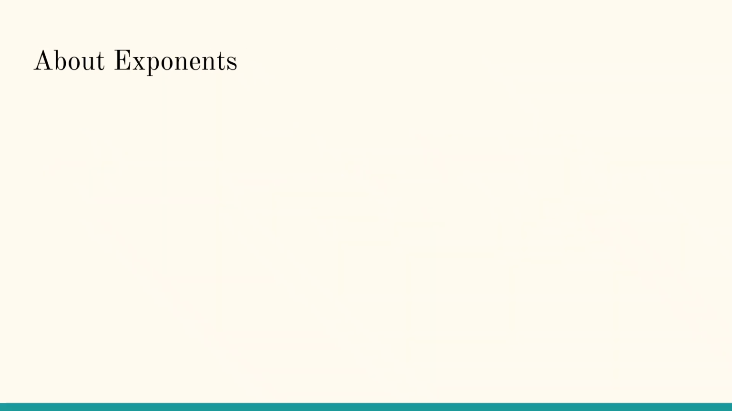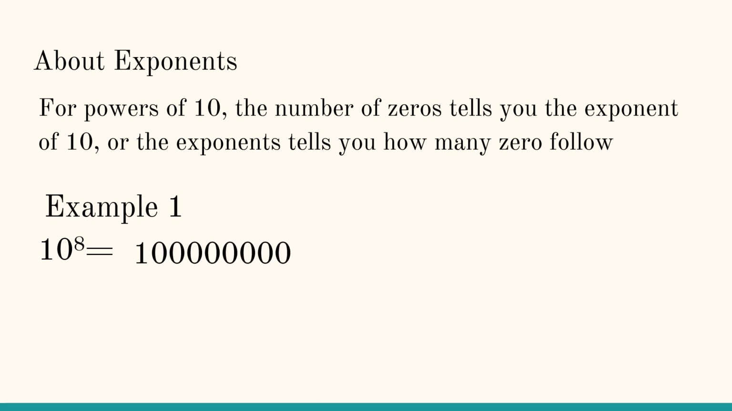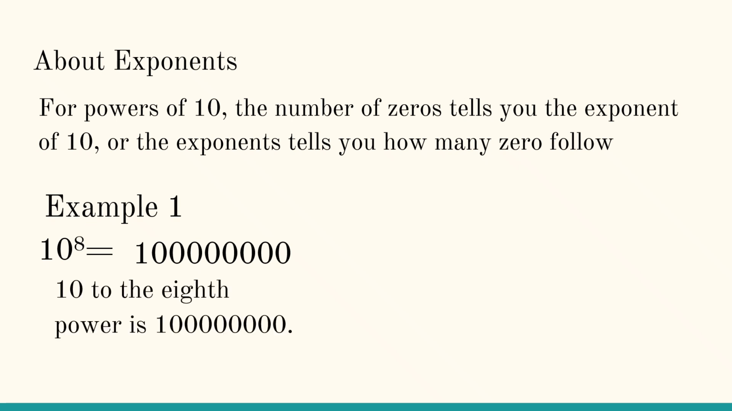All right, guys, so the next exponent rule. For the powers of 10, the number of zeros tells you the exponent of 10, or the exponent tells you how many zeros follow. For example, 10 to the power of 8 equals. So for this answer, you should have 8 zeros following the 1. And the way we're going to say this is 10 to the 8th power is 100 million.